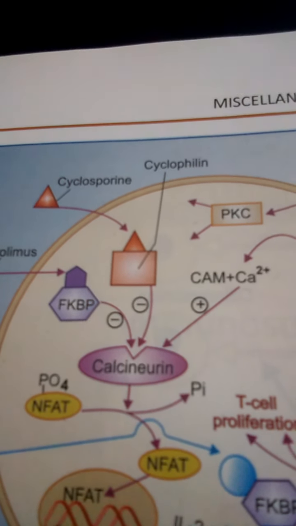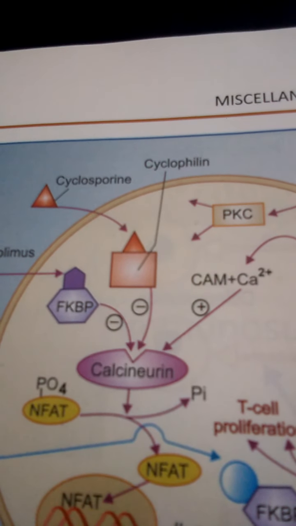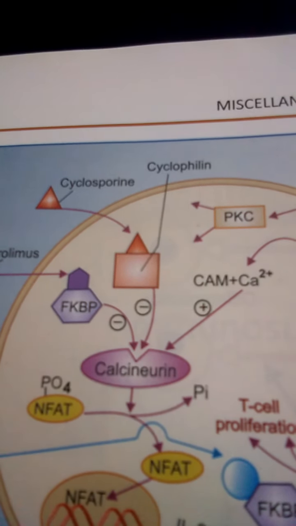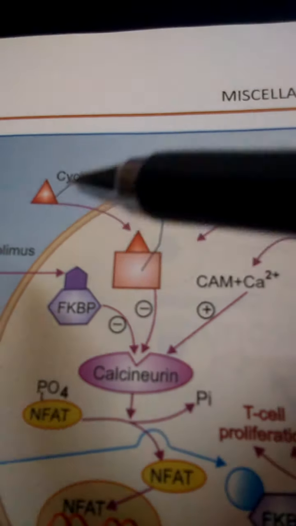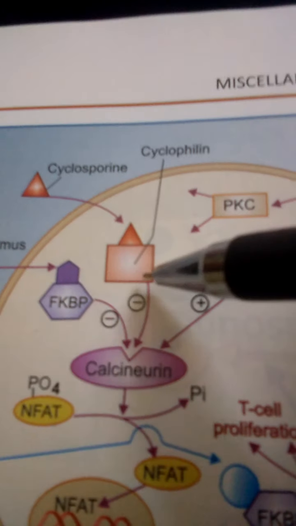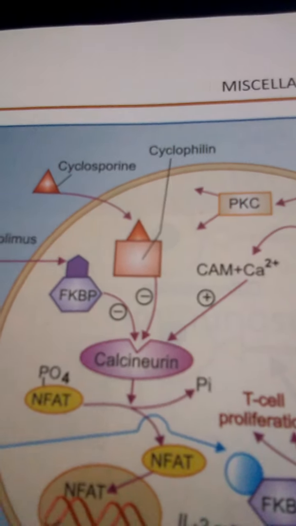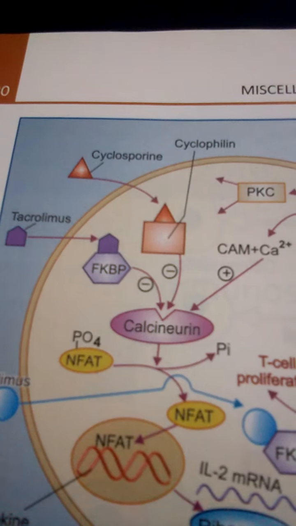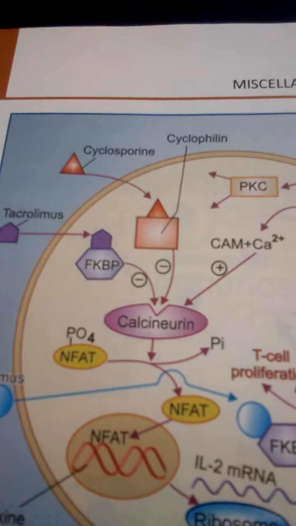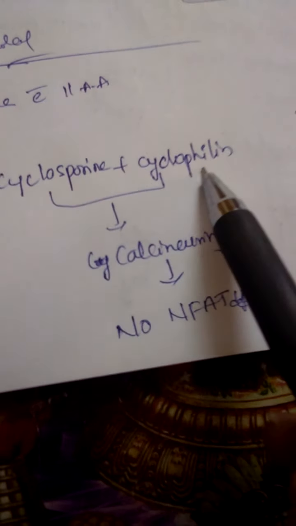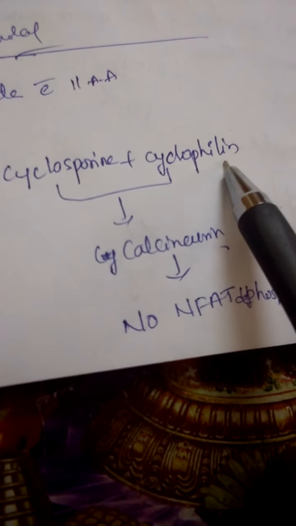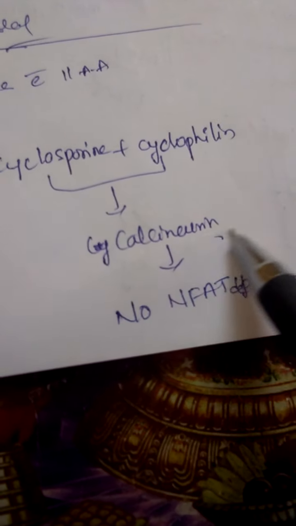Cyclophilin is also a protein, another protein. So cyclosporin forms a complex with the cyclophilin. That whole cyclosporin and cyclophilin molecule binds to the calcineurin and inhibits the actions of calcineurin. So here cyclosporin binds with cyclophilin, and it acts upon the calcineurin.